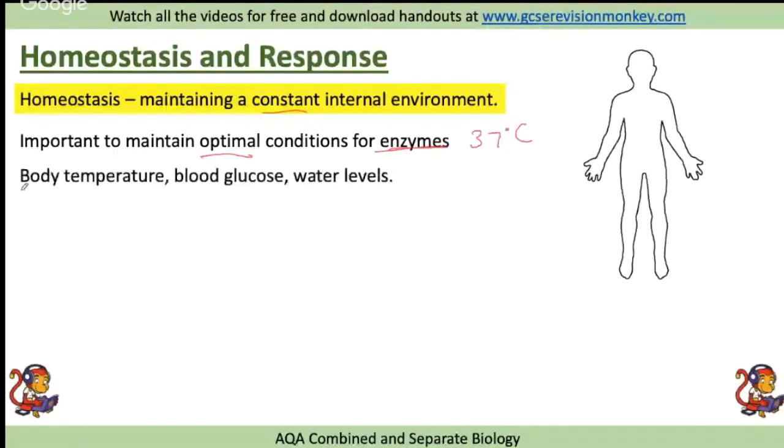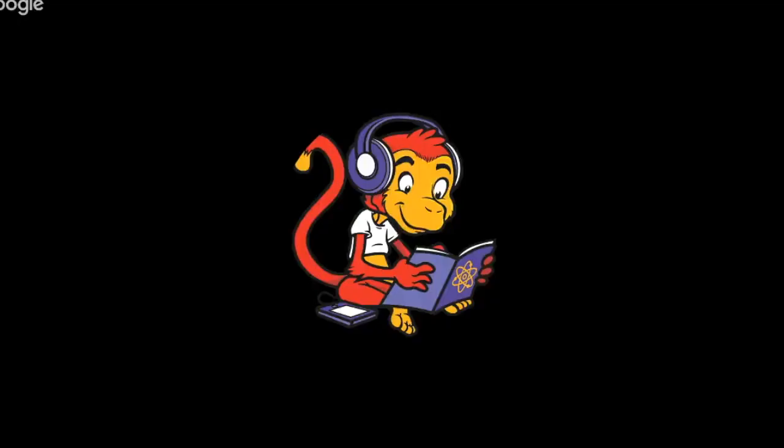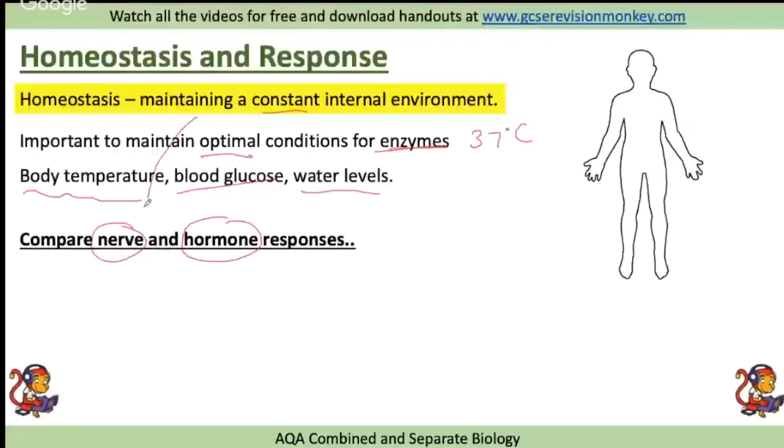Not only do we want to keep body temperature the same, but we'll also want to keep things such as our blood glucose, so our blood sugar levels, and our water levels within our blood and within our body cells at constant levels. In your exam, a common question is asking you to compare nerve and hormone responses, because to maintain a constant internal environment, you might be looking at a nervous response to do this, or you might be looking at a hormonal response.